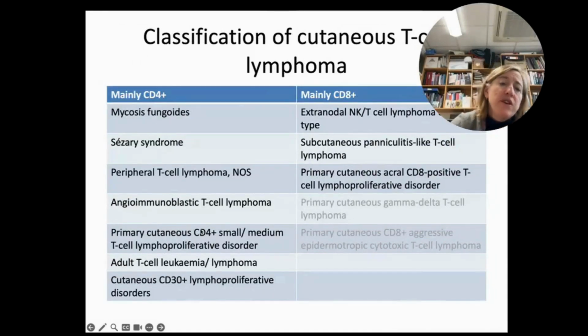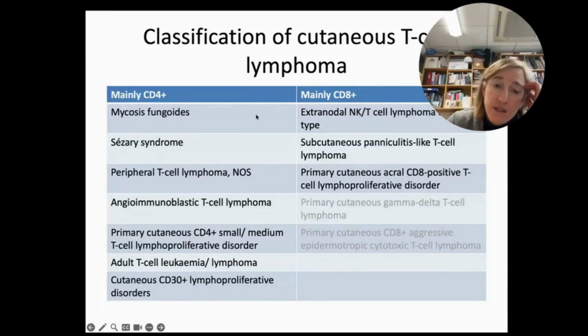So that's a classification of cutaneous T-cell lymphomas. Most of them, as you can see, are CD4 positive. I've talked about mycosis fungoides. If it becomes blood involving, it's called Sézary syndrome. And I've talked about the primary cutaneous CD4 positive T-cell lymphoproliferative disorder and the various CD30 positive disorders. It's worth remembering that systemic lymphomas can involve the skin, including angioimmunoblastic, peripheral T-cell lymphoma, and ATLL.